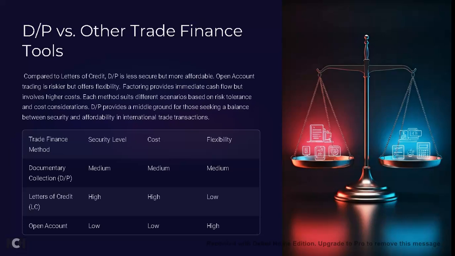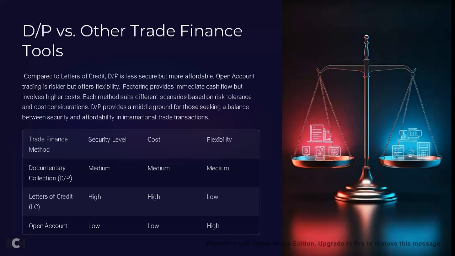Each method of payment suits a different scenario or a different requirement of the buyer-seller combination based on their risk tolerance and cost considerations. Documentary collection DP is a middle ground. It seeks to ensure balance between security and affordability in international trade. So documentary collection is medium security while LC is high security. Documentary collection is medium cost while LC is high cost. And documentary collection is medium flexibility while LC is low flexibility.